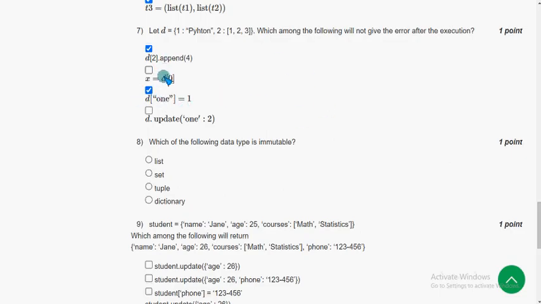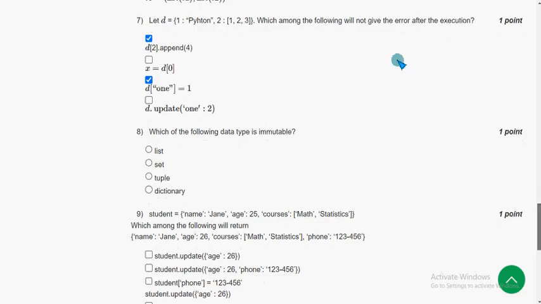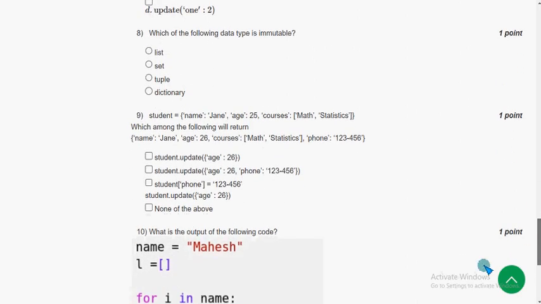Now moving on to the 8th question. 8th one, which of the following data types is immutable? For the 8th question, the probable answer is option 3, guys. Tuple is an immutable data type.